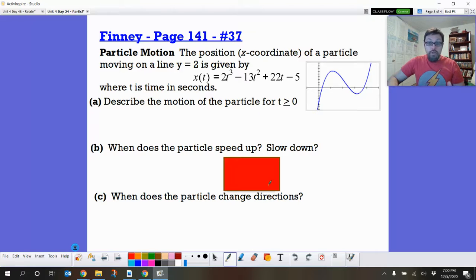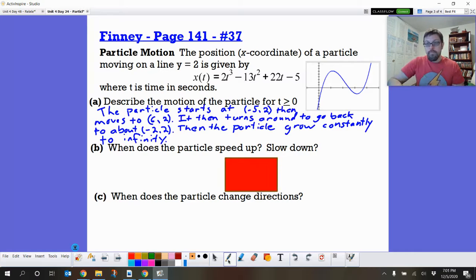So we could write that out. I said it all, so I'm not going to necessarily write it all. The particle starts at (-5, 2), then moves to (6, 2), then it turns around to go back to (-2, 2). Then the particle will grow constantly to infinity. I was reading off of my notes, and then I figured, just post it there. That's what I just said, but all written out, because sometimes it's nicer to see it rather than hear somebody say it.